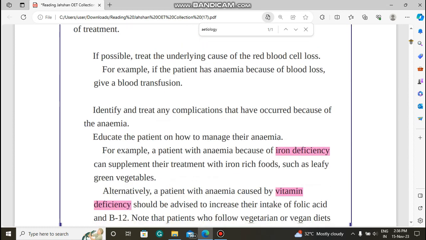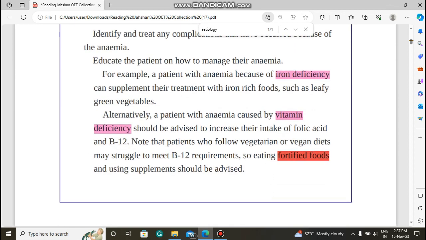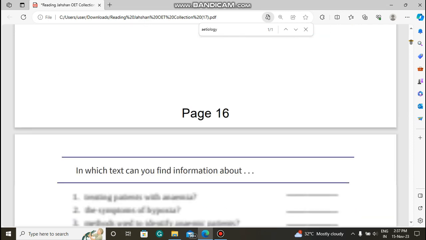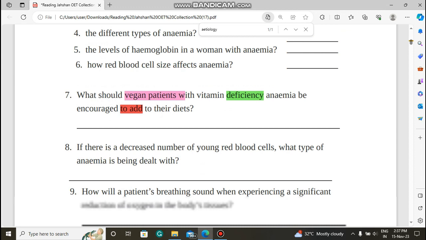So what should be included? That means the treatment. So for a vegan patient, fortified food should be included in their diet, and so the seventh answer is fortified food. Now let's move to the eighth question. If there's a decreased number of young red blood cells, what type of anemia is being dealt with?